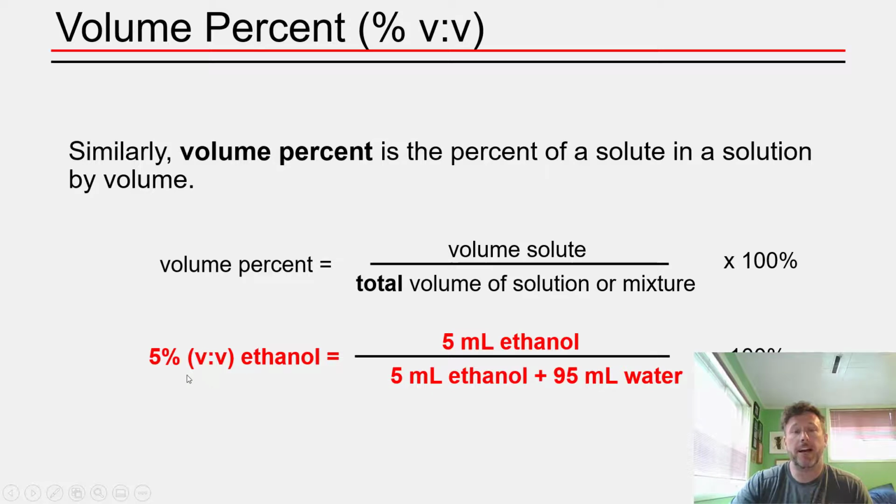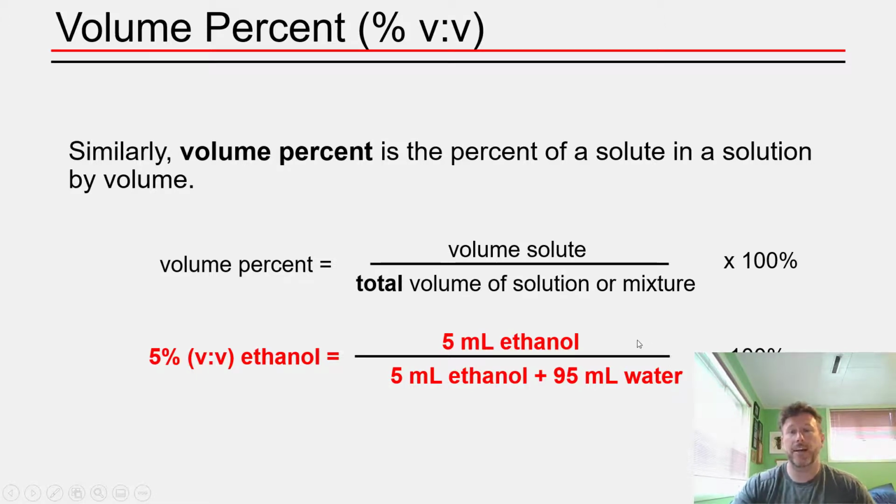If you're talking about a 5% volume to volume ethanol solution, like a beer, that means that there's 5 mLs of ethanol for every 100 mLs of total solution. For right now, we're keeping our life simple and saying that the total solution is 5 mLs of ethanol for every 95 mLs of water. But when you're talking weight or volume percent, mass or volume of solute on the top, total mass or total volume of solution on the bottom.